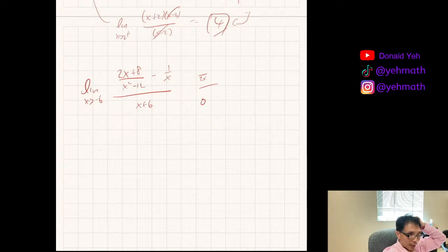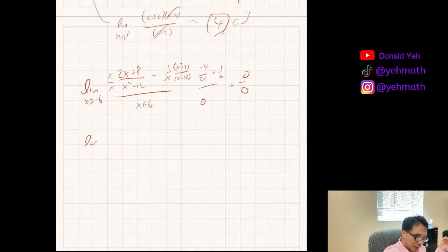Negative 6 is negative 12 plus 8. So it's negative 4 plus 1 over 6. So it's 0 over 0. Yep, 0 over 0. And then you say, okay, that means do math. What kind of math here? You've got to get the same common denominator. So you multiply this by x squared minus 12 over x squared minus 12, and this x over x.